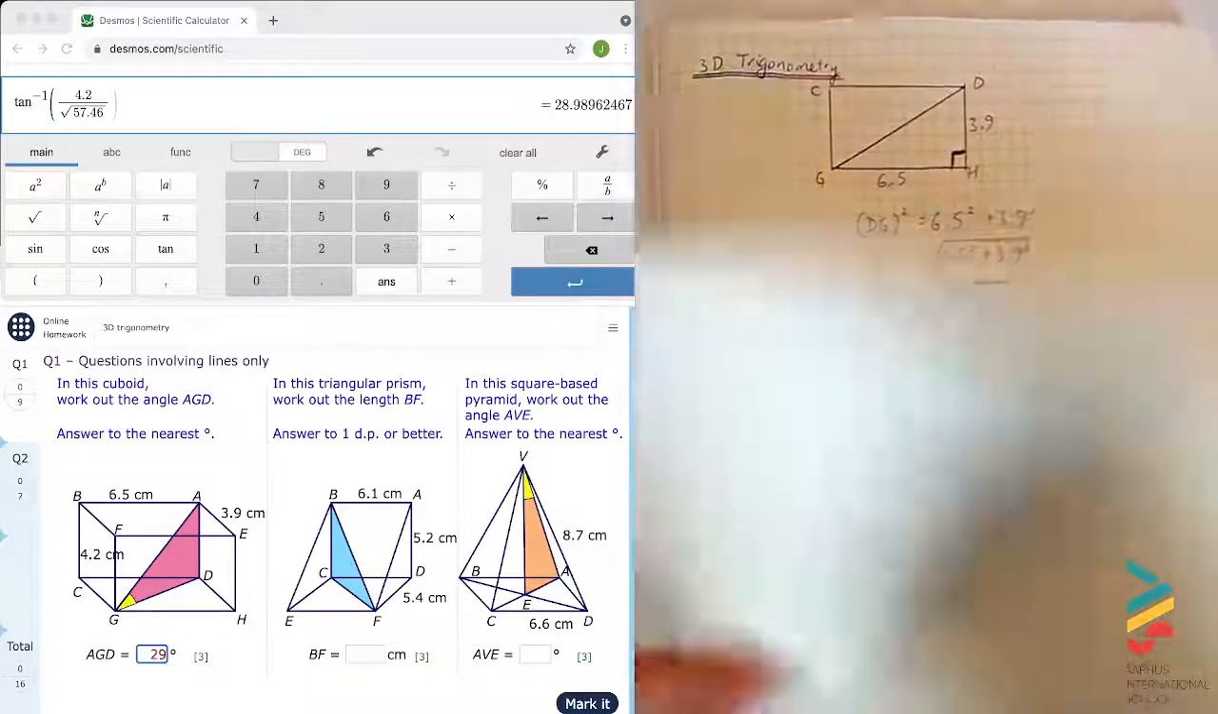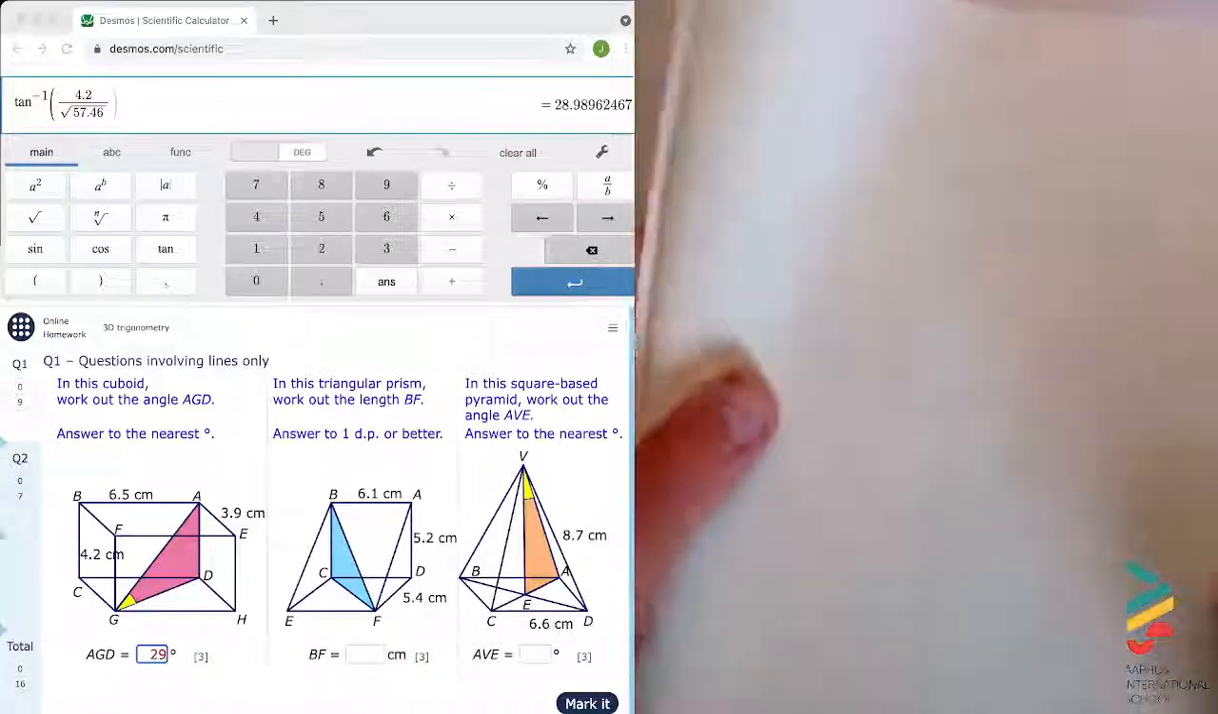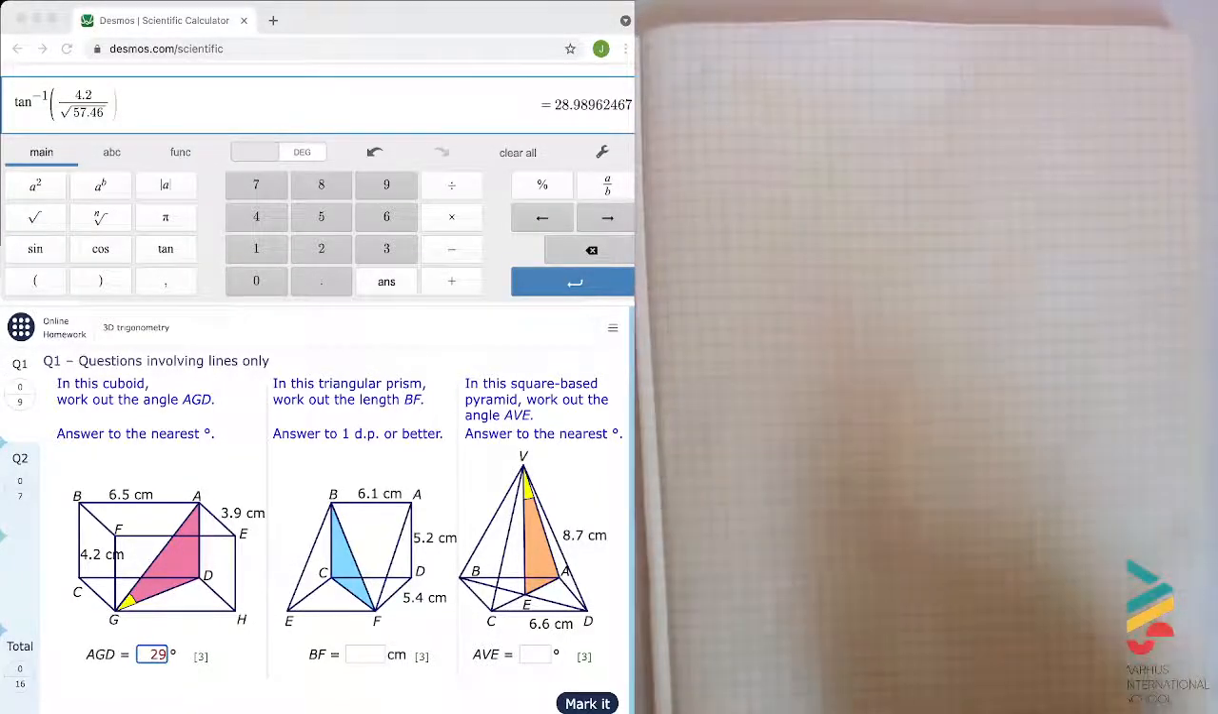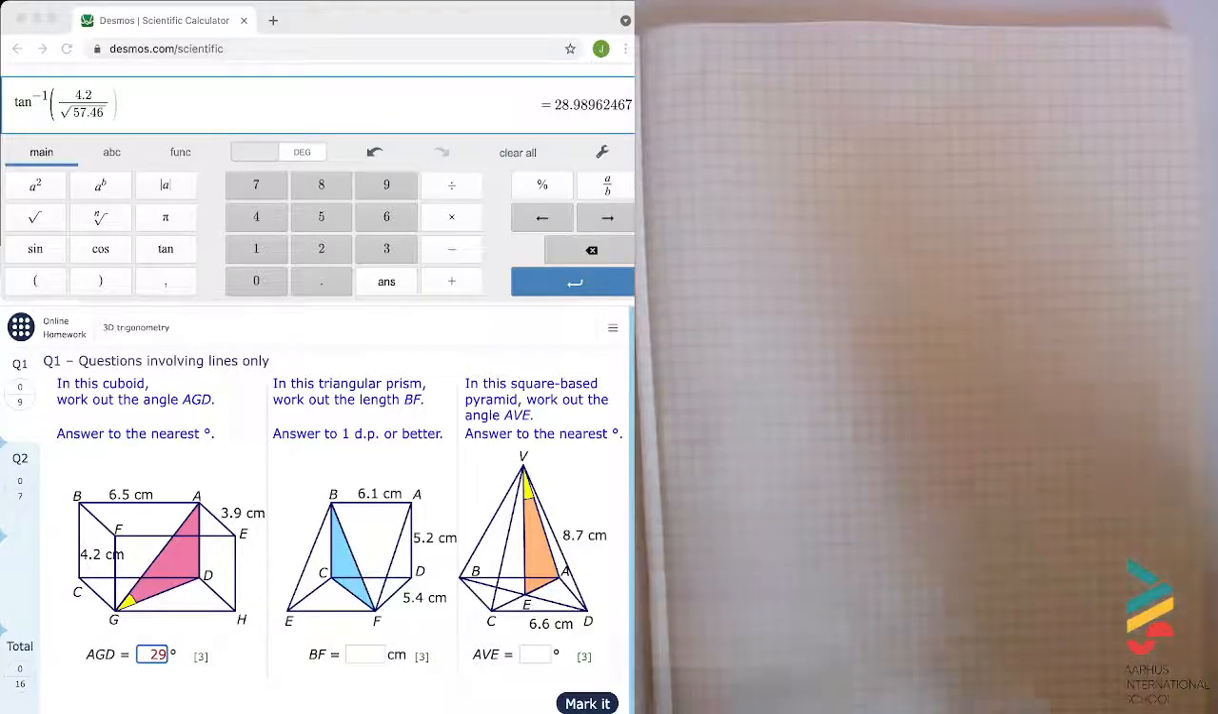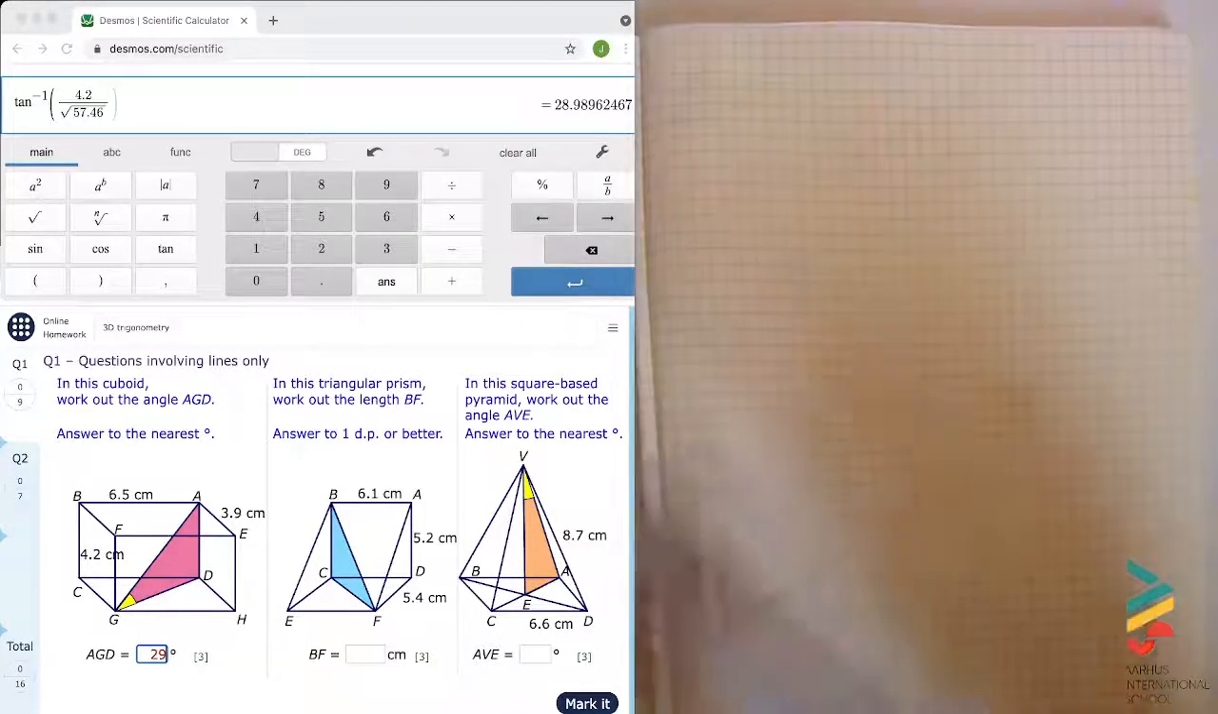Okay, moving on to the next question. It says, in this triangular prism, work out the length BF. And we've got various other lengths. So there's nothing here involving angles. So we don't need to involve trigonometry on this one. We can just do it all from Pythagoras, in fact. And I'm going to look at the base of that shape, first of all.